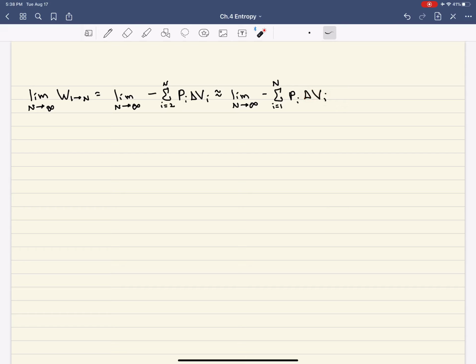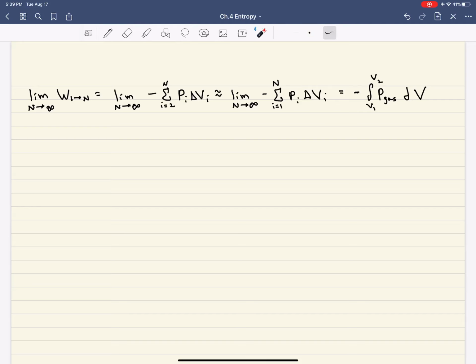But if you remember from your Calculus 1 class, the equation we have right here is the definition of an integral. An integral is the limit as n goes to infinity of something times a delta variable. And so what we have now is this. I'll finish this off in a little bit.